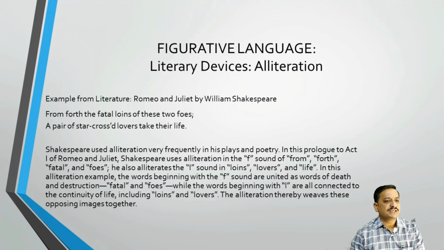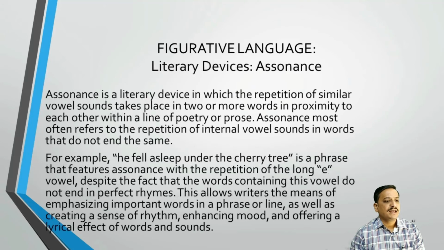In this alliteration example, the words beginning with the F sound are united with words of death and destruction, fatal and foes, while the words beginning with the L are all connected to the continuity of life, including loins and lovers. The alliteration thereby weaves the opposing images together. Next, assonance.